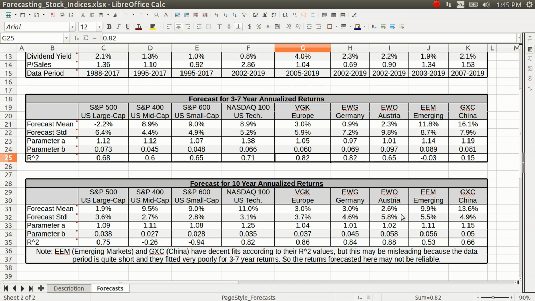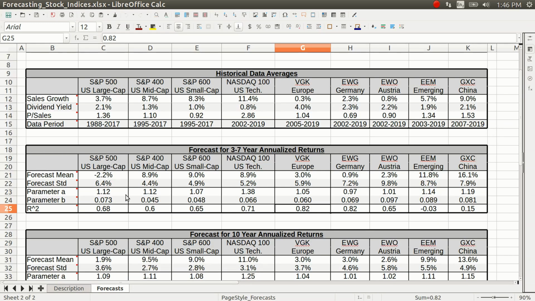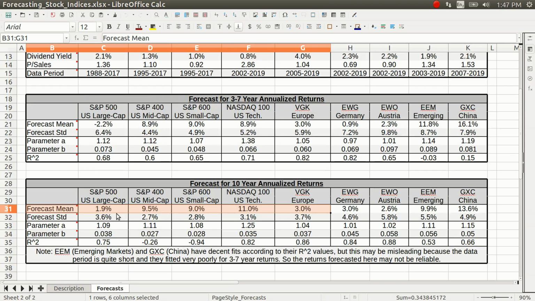So a simple way of using this spreadsheet is that every month, when you have to invest money for your retirement funds, you will go into the spreadsheet and update all of these numbers up here. Maybe you are not interested in the German index and the Austrian index, maybe not even in the European. So you would do it for the indices that you're interested in. And then you would go down here and you would look at the forecasted mean return, first for 3 to 7 year periods, and then down here for 10-year periods.